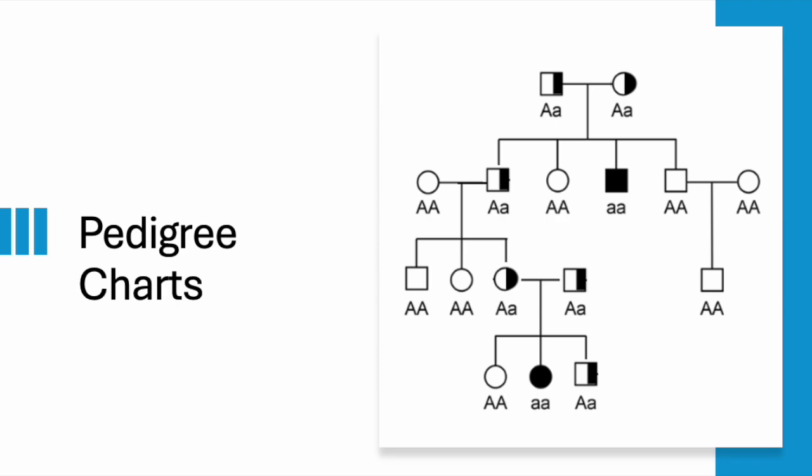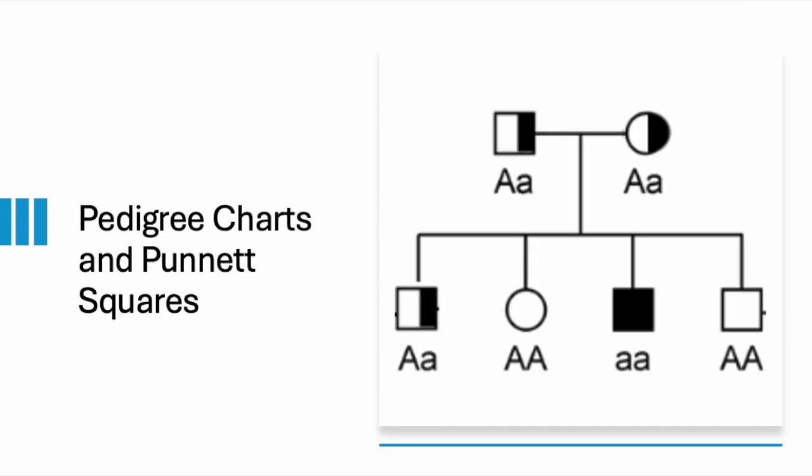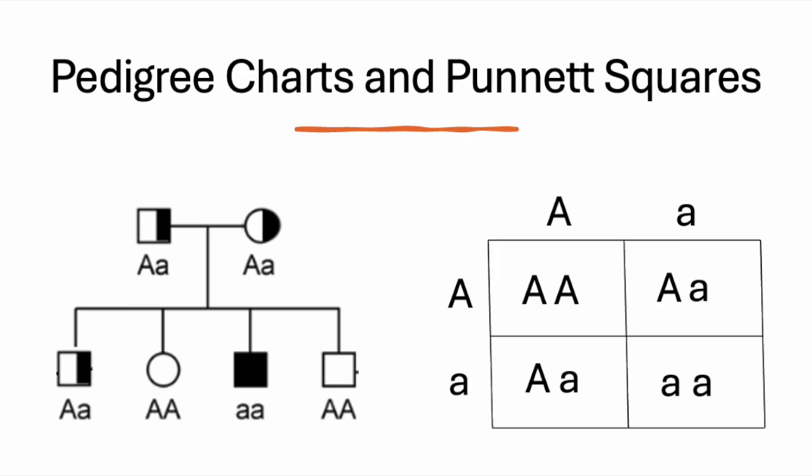Punnett squares and pedigrees can be used to predict the probability of offspring inheriting a particular trait. For example, if you know the genotypes of the parents in a pedigree, you can use a Punnett square to predict the possible genotypes of their offspring.